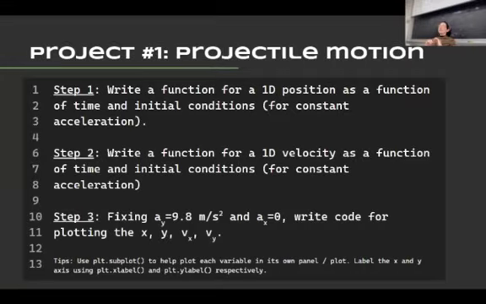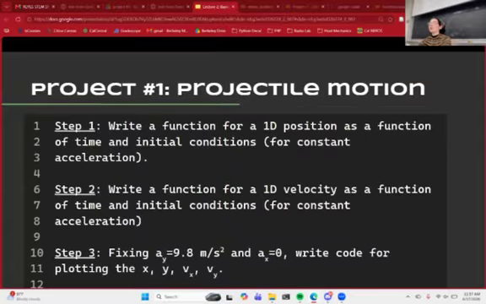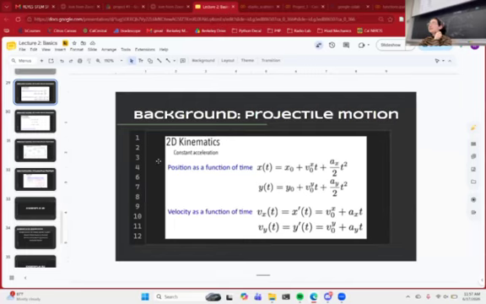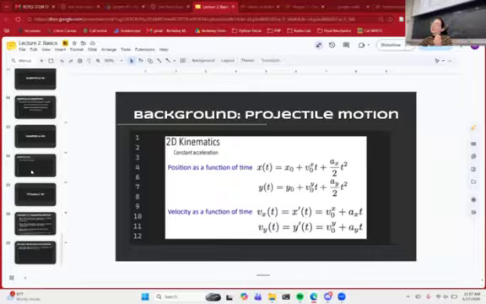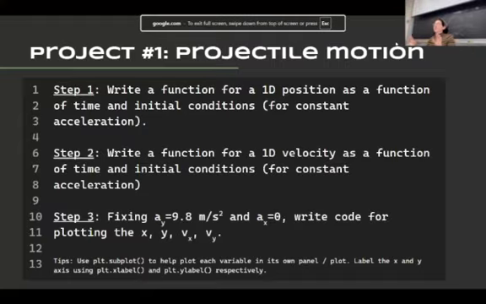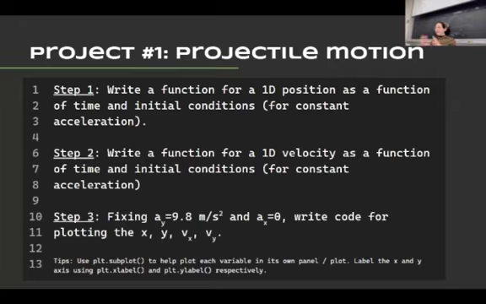Like the first one is write a function for 1D position as a function of time and initial conditions for constant acceleration. So if you saw the 2D equations from earlier, they are 2D, but they are for constant acceleration. So you can derive that knowing that velocity is the derivative of position over time, dx over dt. And if you're super confused, don't be afraid to use the internet after you attempt it.